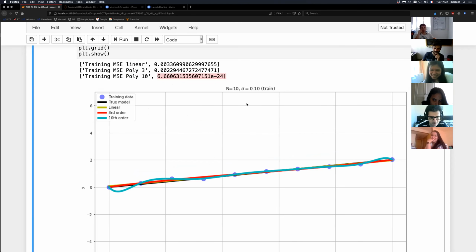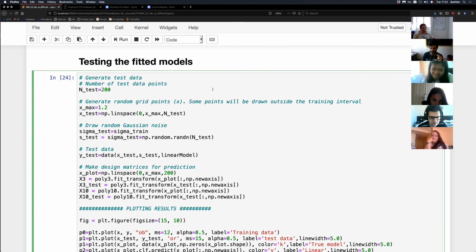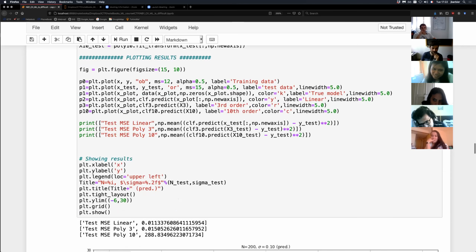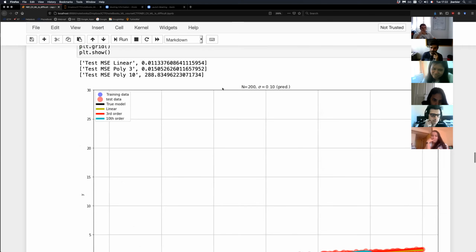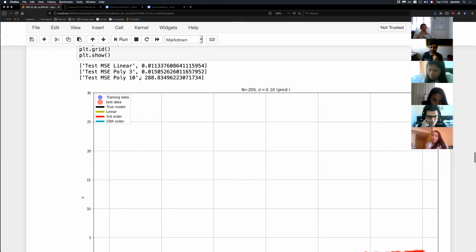Okay, so let's see. The naive answer is that the 10th order polynomial will perform the best, because on the training data, it gave perfect error. But actually, it's quite the opposite. Even with a very low noise, you see that now the test error of our 10th order polynomial is extremely high, while in this case, the best model is the true one, a linear one.